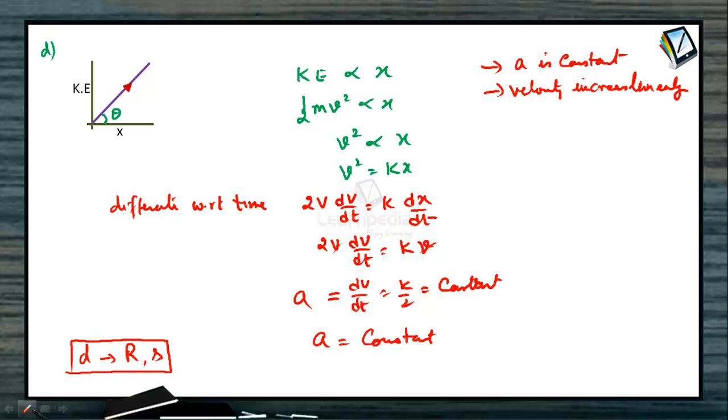So final conclusion: for A, option P. For B, options R and S. For C, option Q. And for D, again R and S. So this will be the final answer for this particular question.